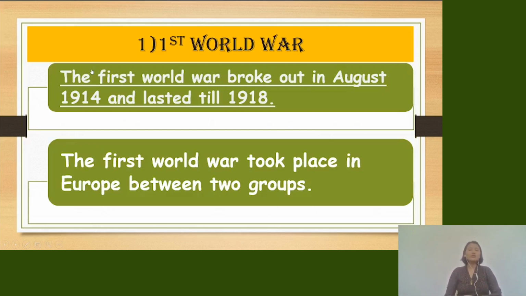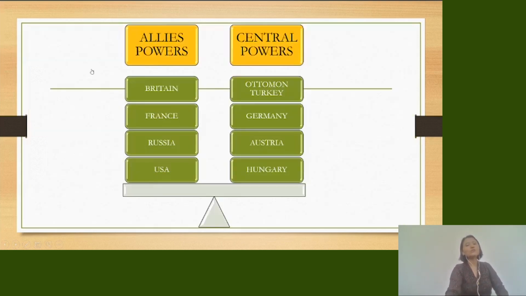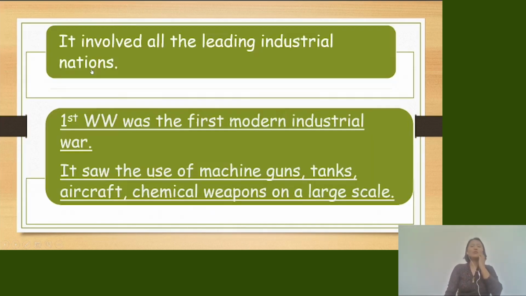The First World War took place in Europe, between two groups known as the Allied powers and the Central powers. The Allied powers consisted of countries like Britain, France, Russia, and USA, whereas the Central powers consisted of Ottoman Turkey, Germany, and Austro-Hungary. These were some of the most powerful countries, the leading industrial nations of those times. So you can say that it involved all the leading industrial nations.